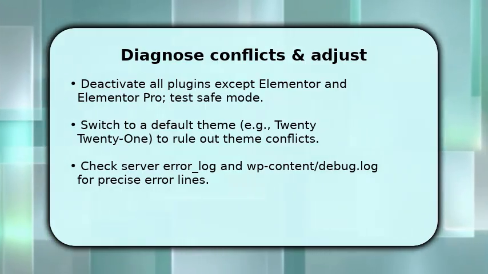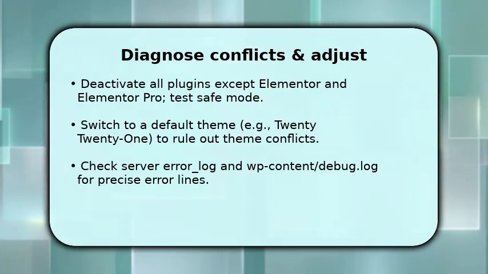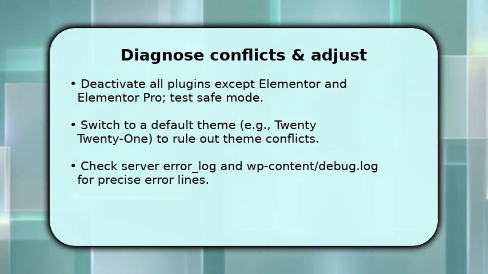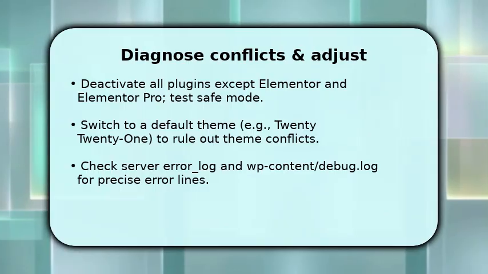Simultaneously, review server error log and wp-content/debug.log for PHP fatal errors or uncaught exceptions. Those lines tell you whether memory, permissions, or missing PHP extensions are to blame. Make targeted changes based on that.